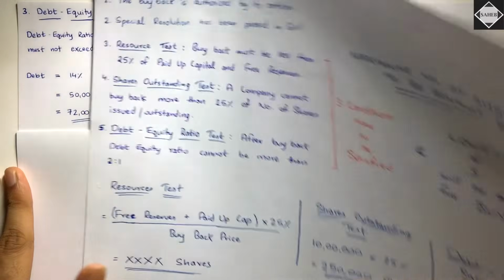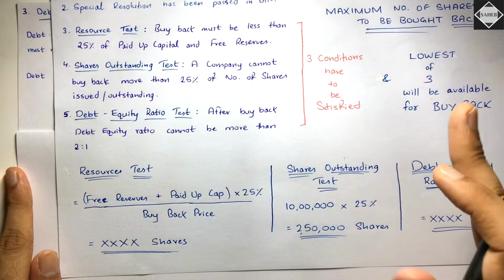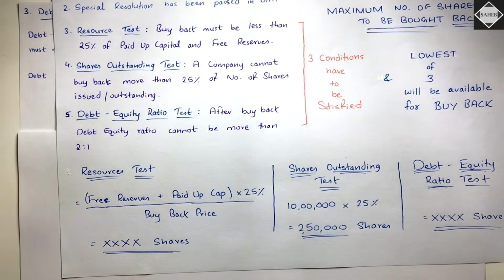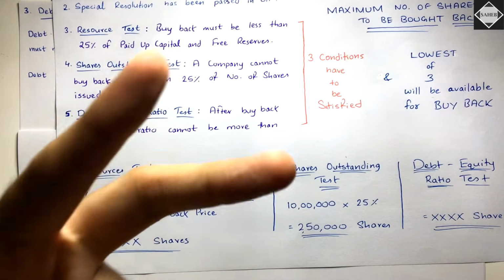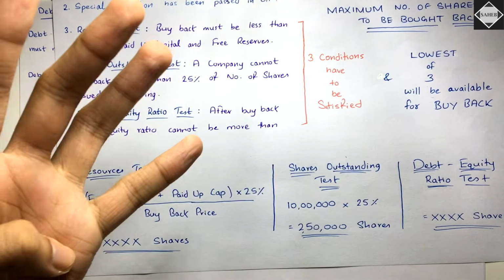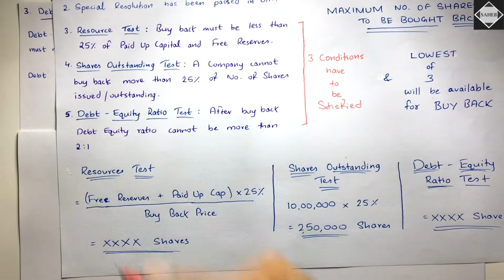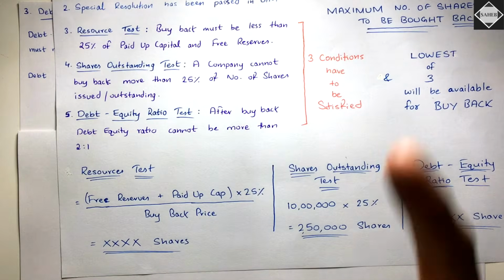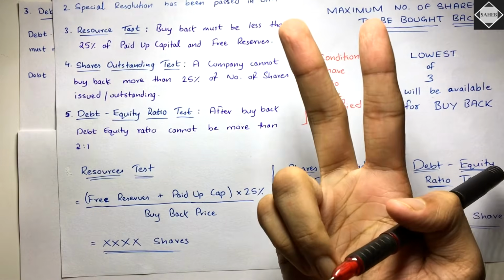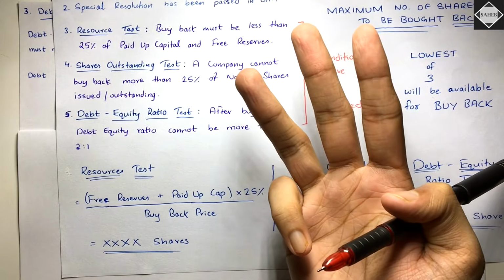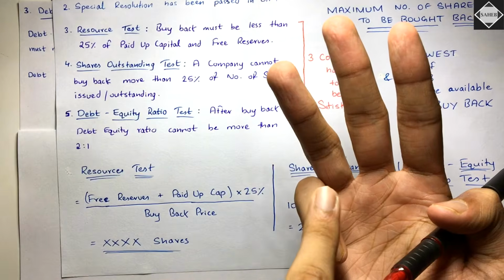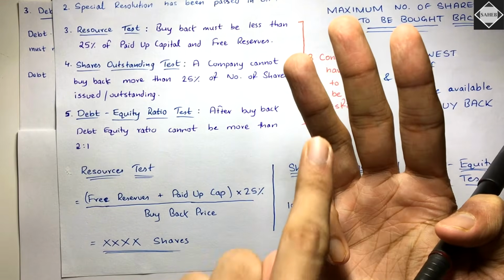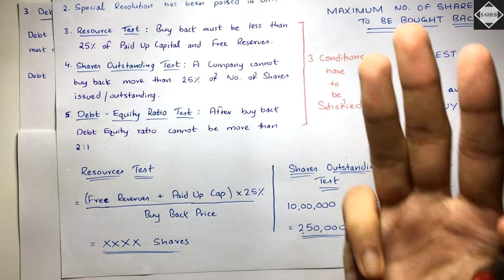Now the main thing you have to understand is what debt means over here. Debt means all the debts: secured debt, unsecured debt, short-term debt, long-term debt, everything. And what is the meaning of equity over here? Equity means paid up share capital, free reserves and securities premium. CRR will not be part of this. I've already explained this to you, right?